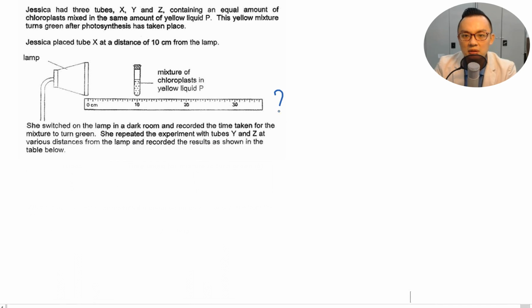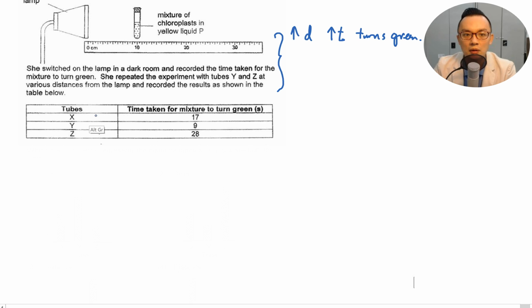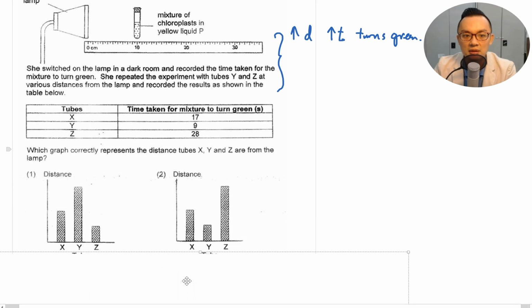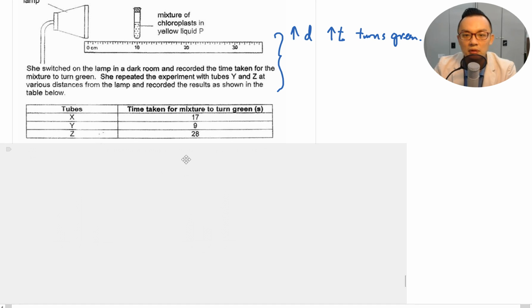So based on this reading of the question, roughly you can guess that an increase in the distance from the lamp will increase the time that it takes to turn green, all right? Because there will be lesser photosynthesis happening. So tube X is 17 minutes, tube Y 9 minutes, tube Z is 28 minutes. So roughly you can guess, which label correctly.